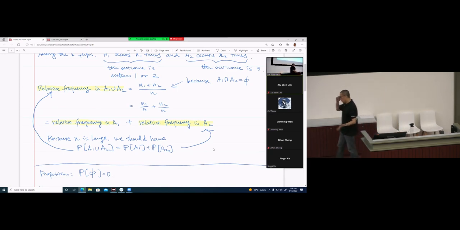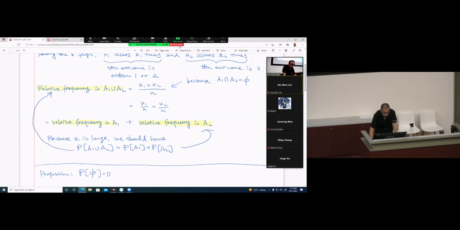Then what is probability? Probability is the long-run relative frequency, right? When n goes to infinity, larger and larger, those relative frequencies should converge to numbers, which are probabilities, right? Because of this, the relative frequency of A1 union A2 should converge to the probability of their union, and the relative frequencies of A1 and A2 will converge to the probability of A1 plus the probability of A2, right? So in this very simple example, we should have some property like this, because probability should be understood as long-run relative frequencies. So if we have two events, A1 and A2, that are disjoint, then the probability of their union should be equal to the sum of their respective probabilities, right?